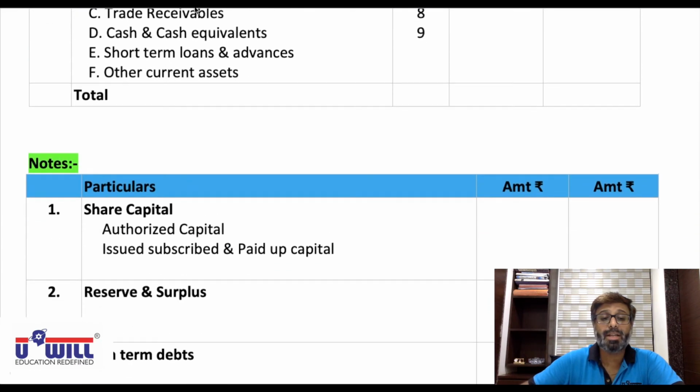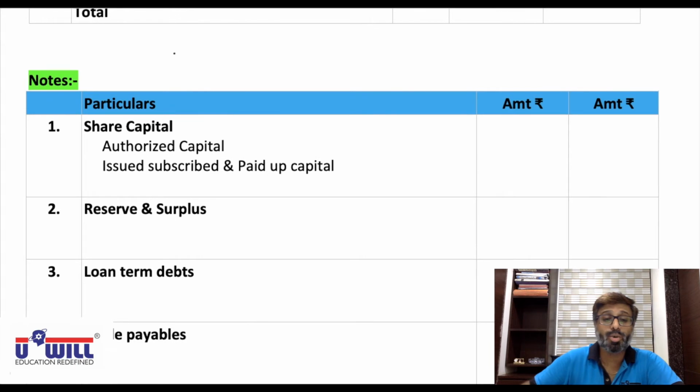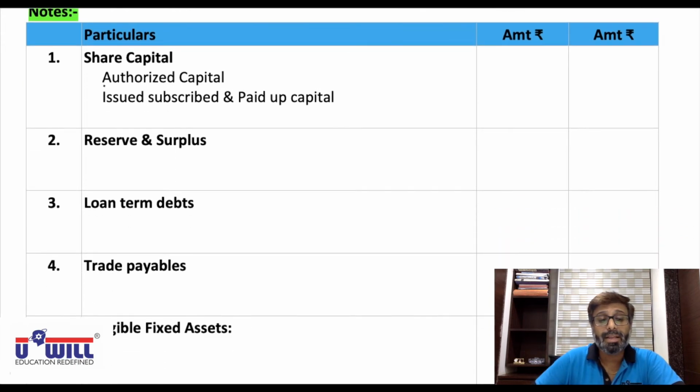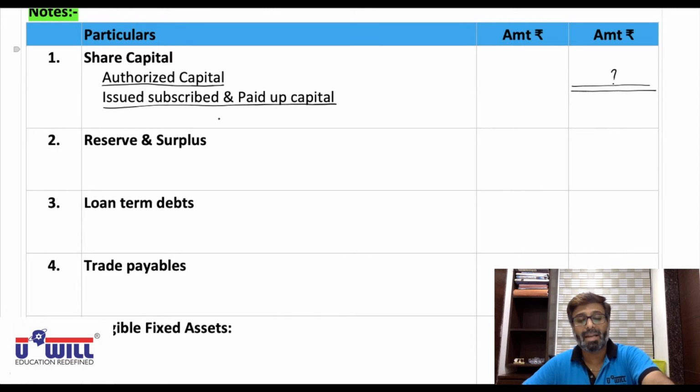Now we shall make the notes. So all of you give the heading as notes after the balance sheet format. First note, share capital. In that, authorized capital, question mark and double underline, because we don't have it given in the question. Issued, subscribed and paid up capital. Now only equity shares are there. So what will be issued, subscribed and paid up capital? Everyone understand it?